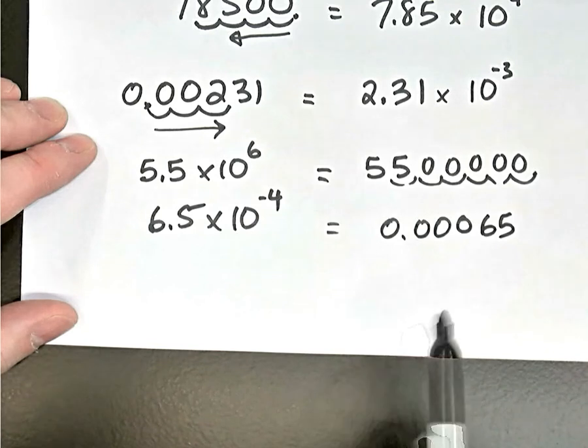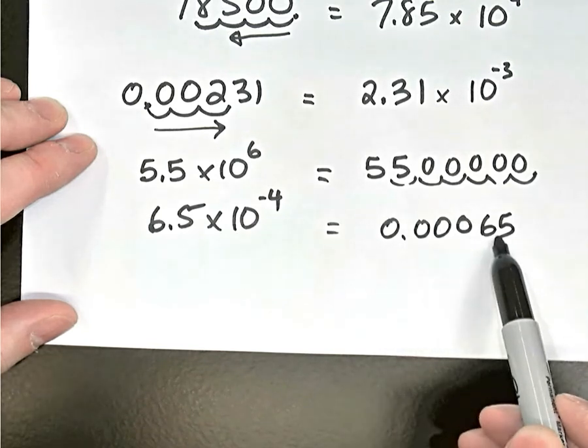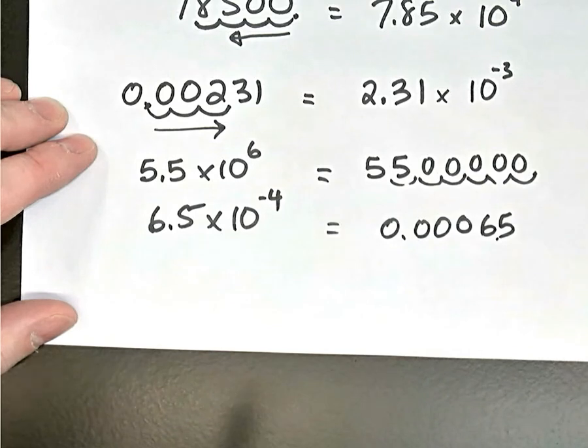Just do a quick check. If you switched this back, 1, 2, 3, 4 places, 6.5 times 10 to the negative 4, because we moved it 4 spaces, that's correct.